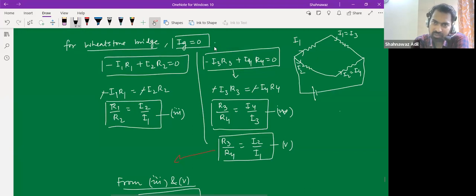If IG is zero, then I1 equal to 5 and I2 equal to 1.